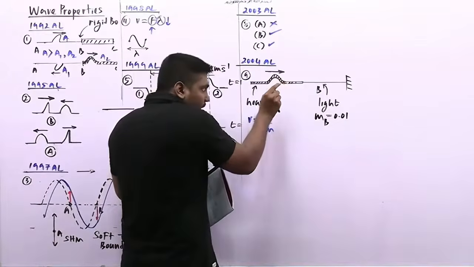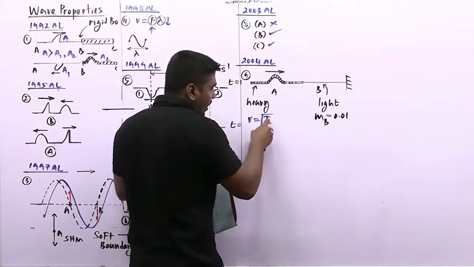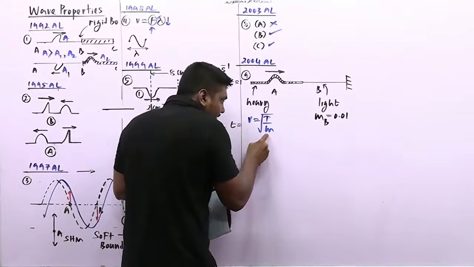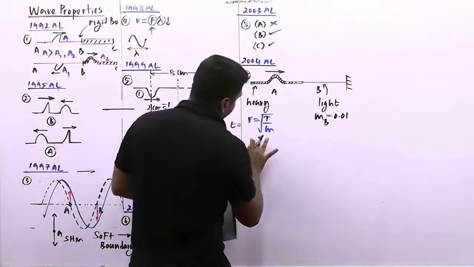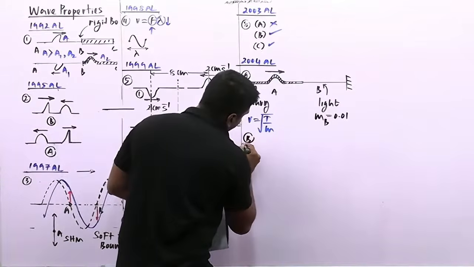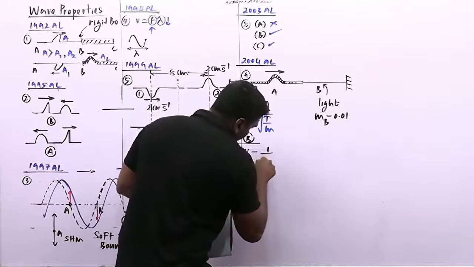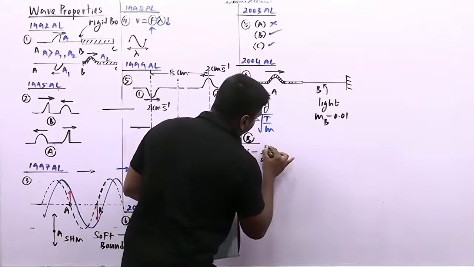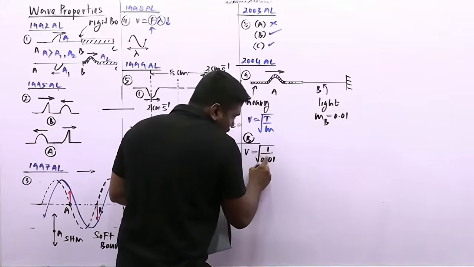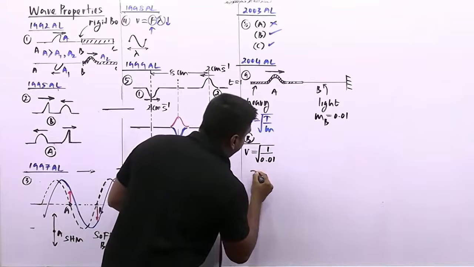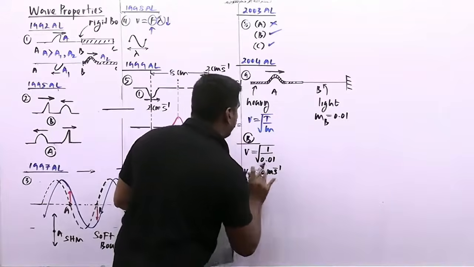Then we can easily find the velocity of the wave pulse propagating on the lighter string. Tension is 1 Newton, linear density of the lighter string is 0.01. For string B, the velocity is root of 1 over 0.01, which simplifies to root of 100, and root 100 is 10 m/s. That is going to be the velocity.